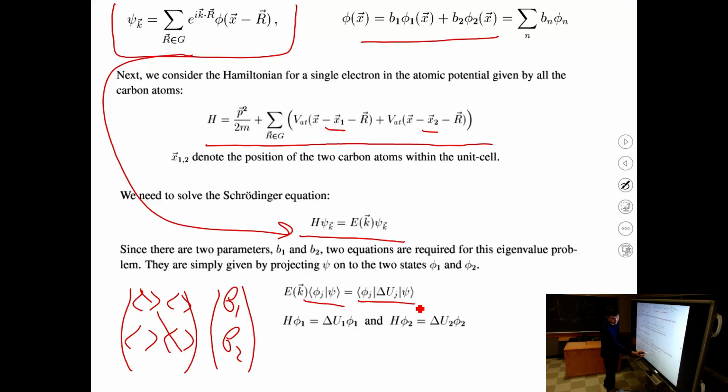Now, what is this delta U? Delta U just comes from applying this Hamiltonian to the wave function phi. So it contains this V atomic for x1 and x2. Okay, so this is a bit of a lengthy expression to carry this H around, and so it's replaced by delta U in this math.